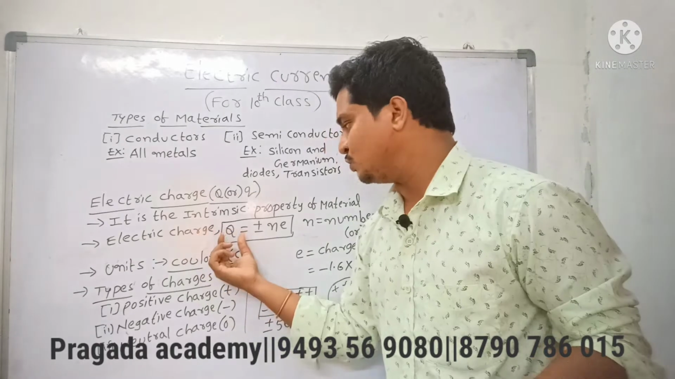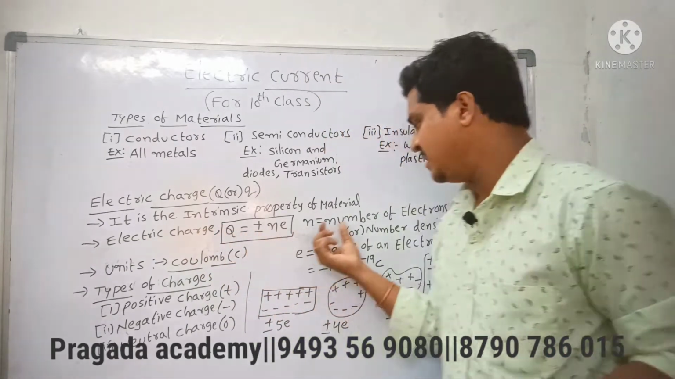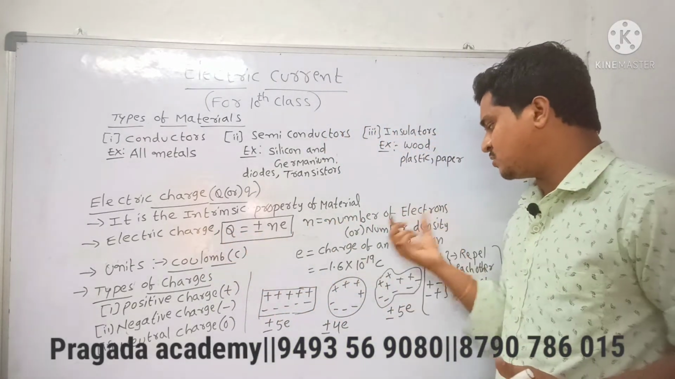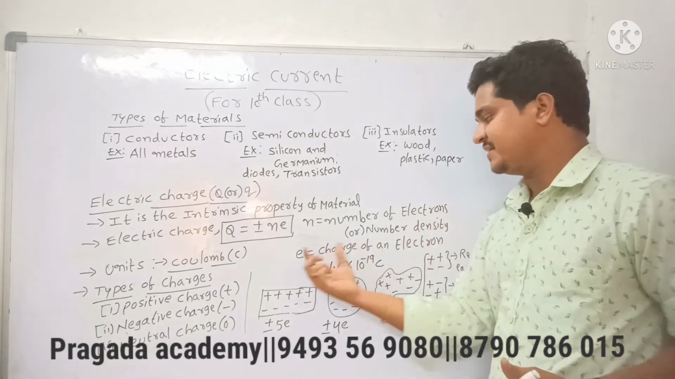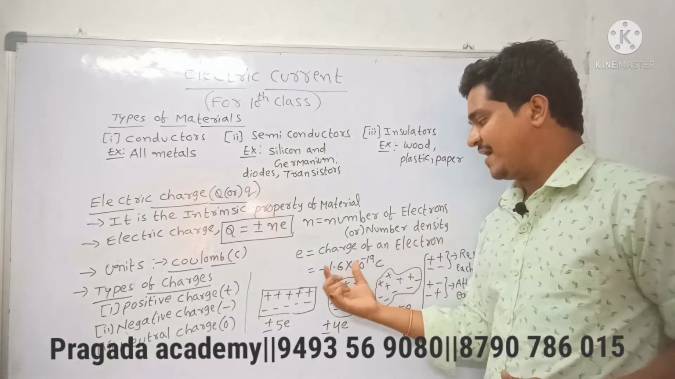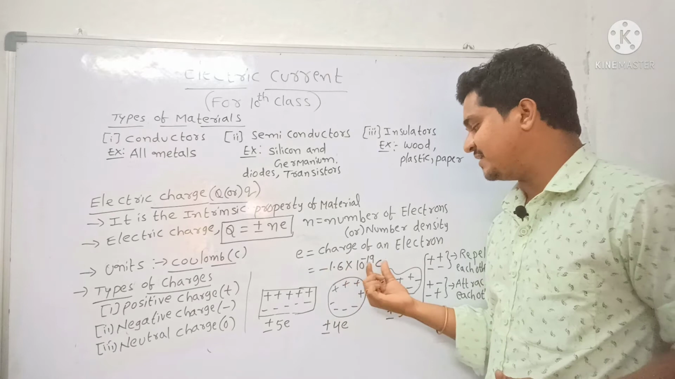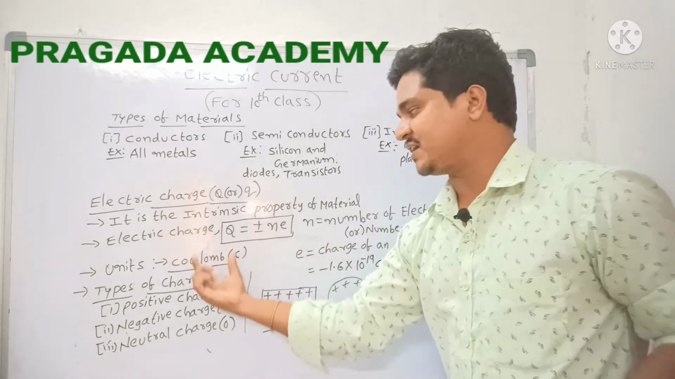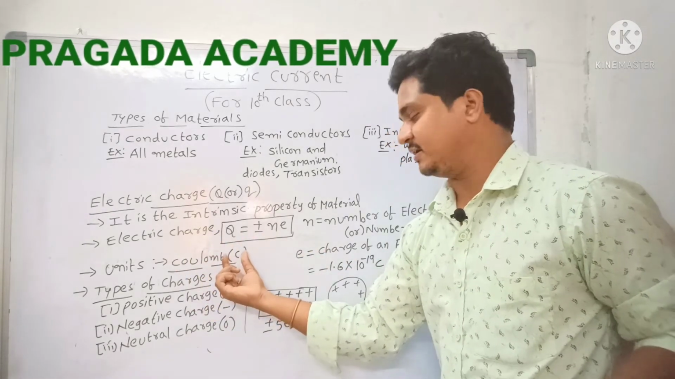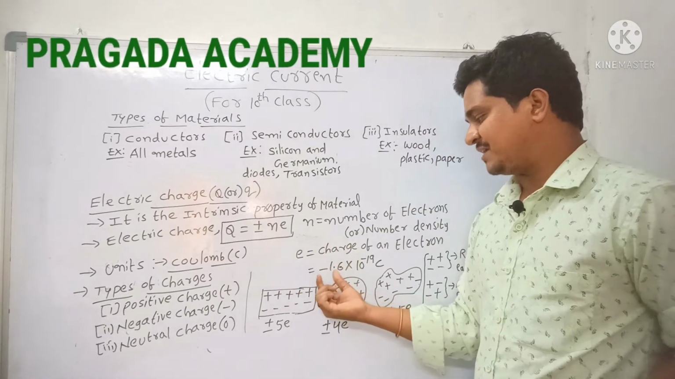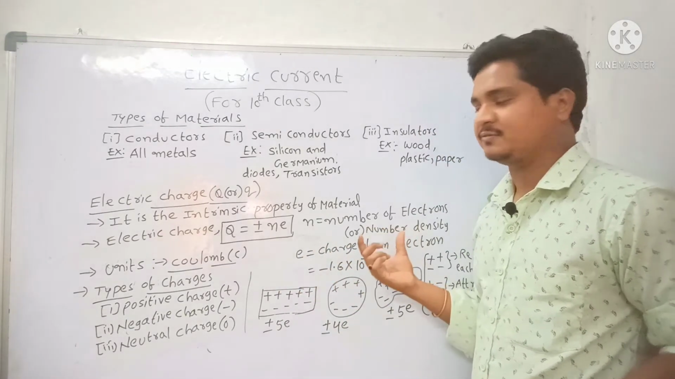Electric charge formula: Q is equal to plus or minus Ne. N means number of electrons, or we can say number density. E means charge of an electron, value minus 1.6 into 10 power minus 19 coulombs. The unit for charge is coulomb, simply C we can take. And here if you take the plus value, that will be the charge of a proton.